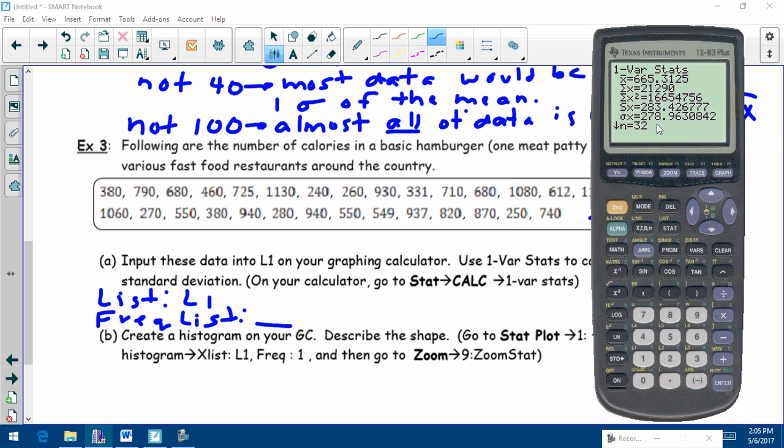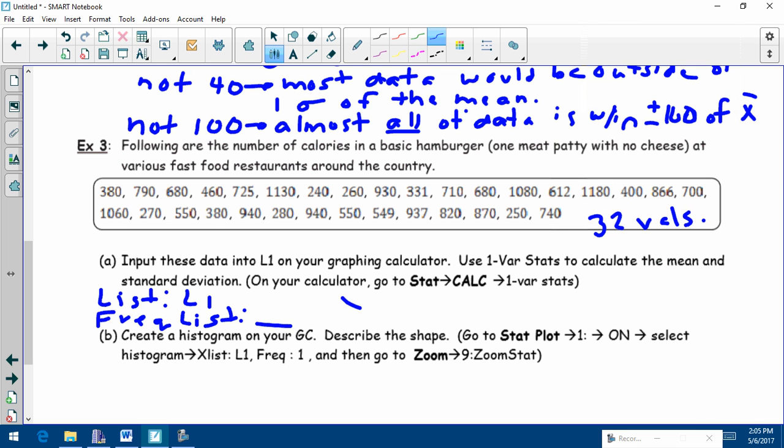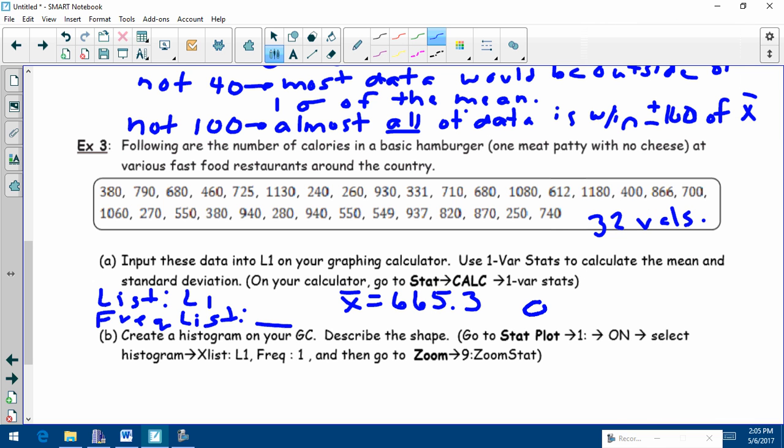And there's a bunch of stats. So we wanted the mean and the standard deviation. Now remember, the mean is x bar. So we'll round it to the nearest tenth, I guess. So 665.3. X bar equals 665.3. And then standard deviation is this sigma x right here, 278.963. Again, I didn't see what to round it to, so I'm just picking whatever, 278.963.